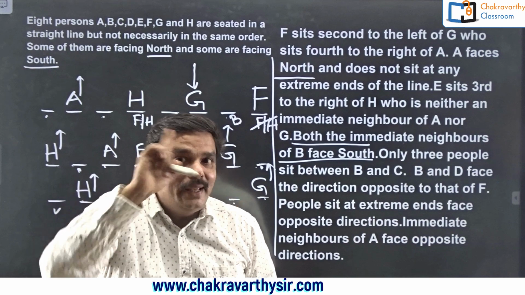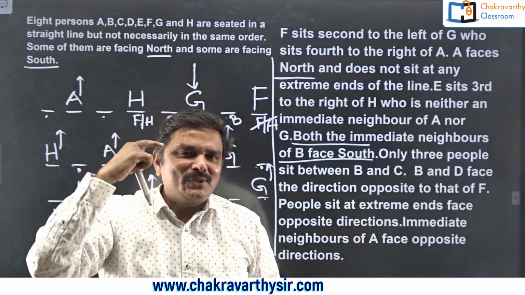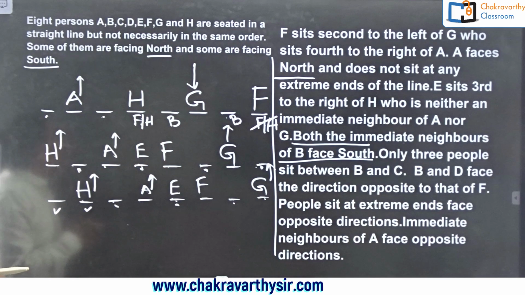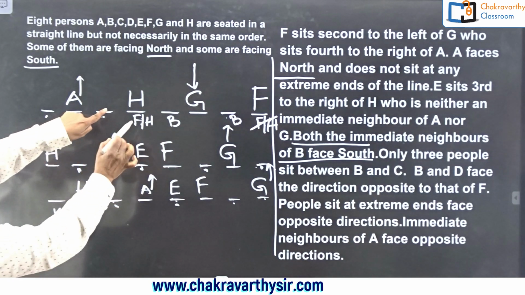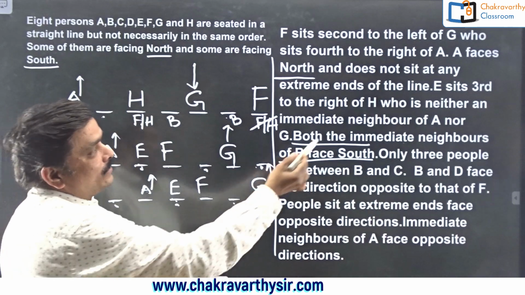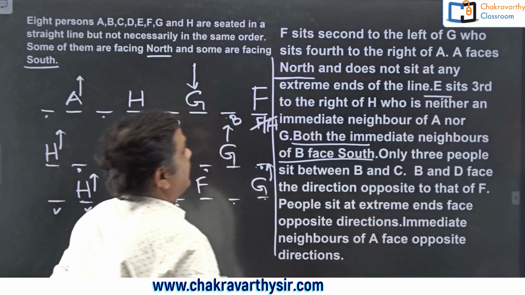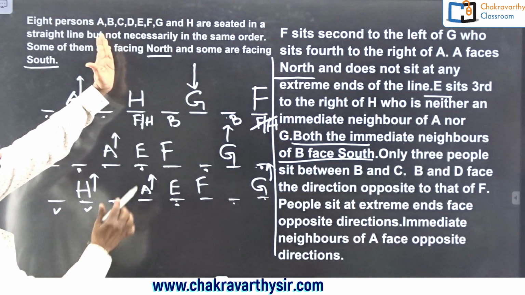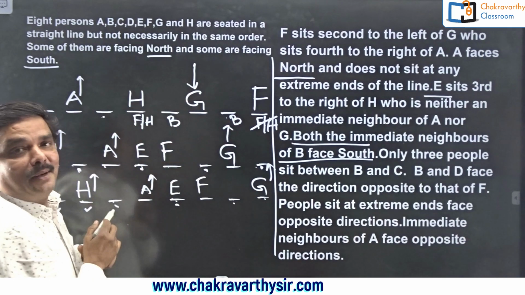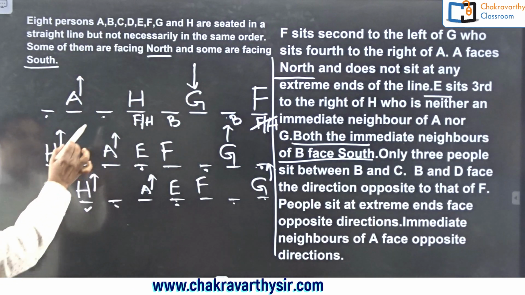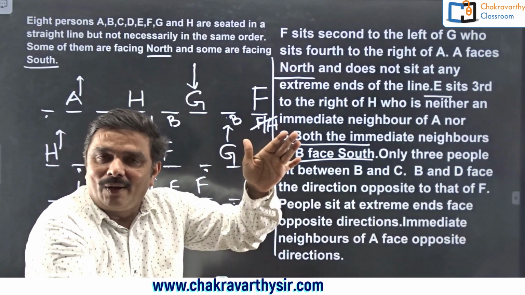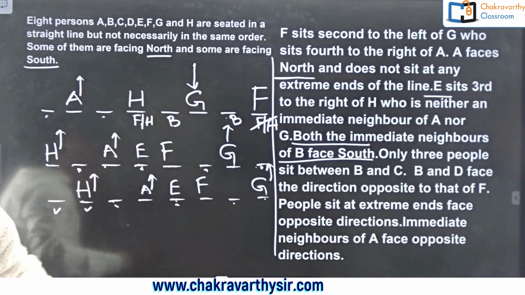Why? H and E are related to each other. Always you have to completely focus on the question. H and E are related to each other. For that reason, when H is confirmed, what is H and E's relation? E sits third to the right of H. E sits third to the right of H. If H is facing north, first, second, third, yes, it can be E. Or H is facing south, first, second, third. One more possibility.